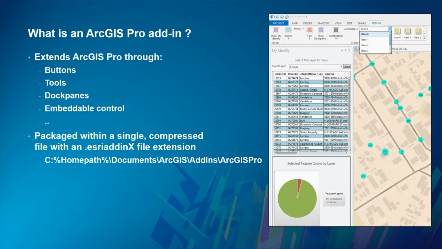In Visual Studio, when you create an add-in project and you compile it, you get a compressed Esri add-in-x file. So this gets deployed in your user profile documents folder. You can see the full path here at the bottom of the slide. So this folder is a well-known folder. What this means is when ArcGIS Pro launches, it will load all the add-ins that it finds in this location. We're going to see that in the demo coming up.